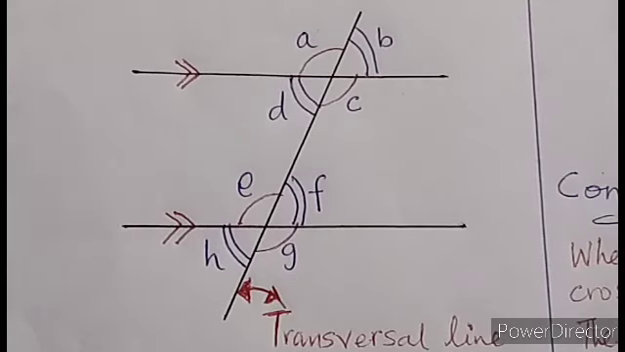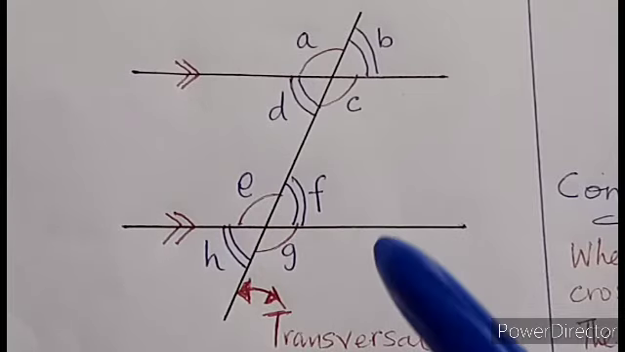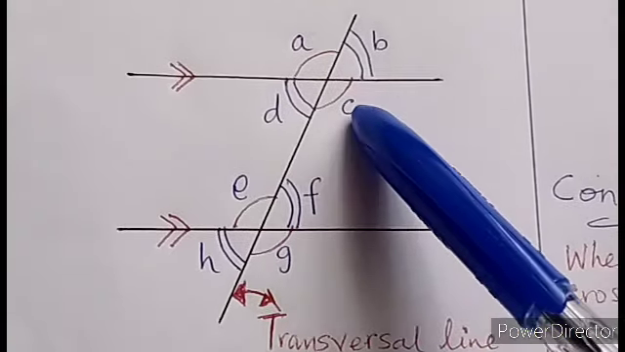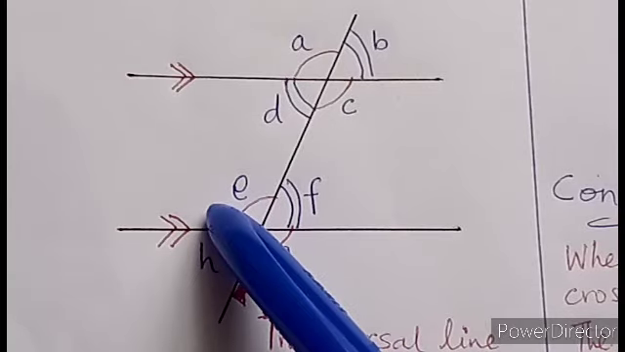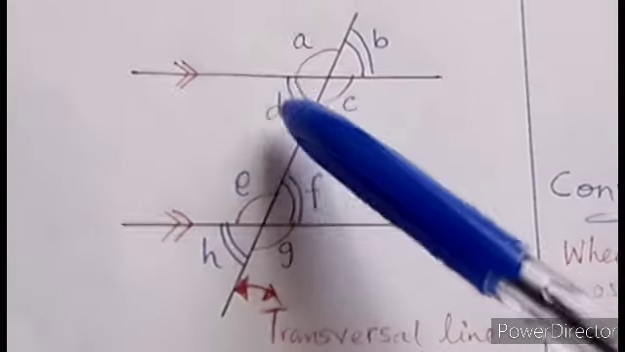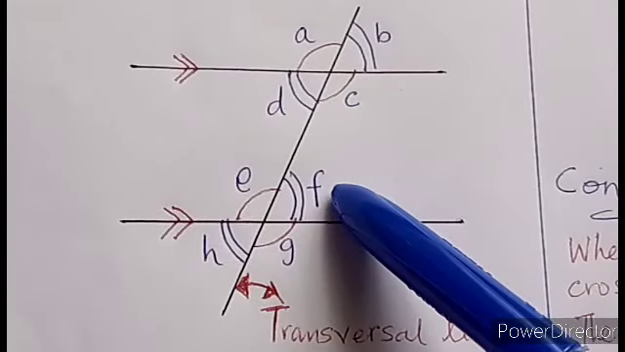Now, let me explain what alternate angles are. There are two types of alternate angles. We have alternate interior angles and we also have alternate exterior angles. Most people are familiar with the alternate interior angles, but are not familiar with the alternate exterior angles. Now, I'll just show you. This and this are alternate. This and these are also alternate.